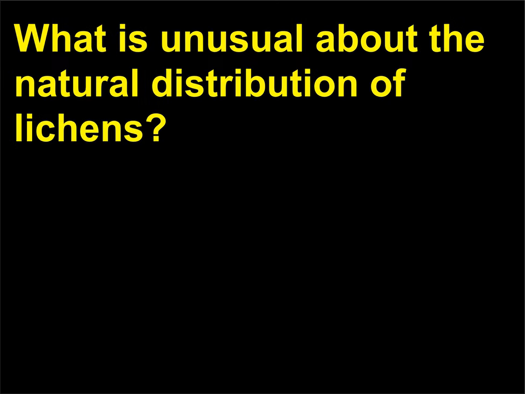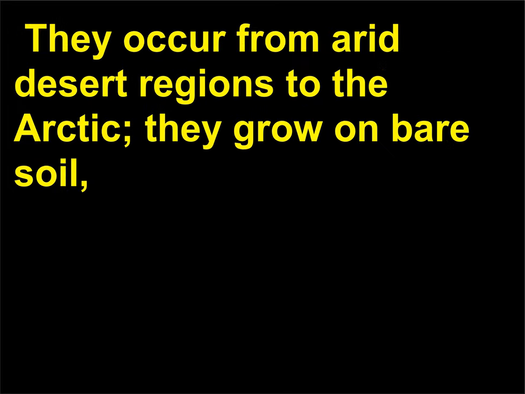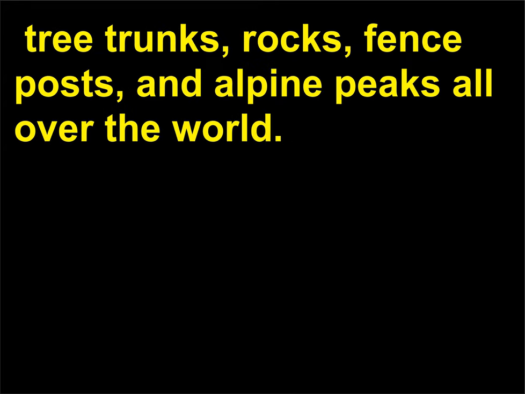What is unusual about the natural distribution of lichens? Lichens are widespread because they are able to live and grow in some of the harshest environments on Earth. They occur from arid desert regions to the Arctic, they grow on bare soil, tree trunks, rocks, fence posts, and alpine peaks all over the world.